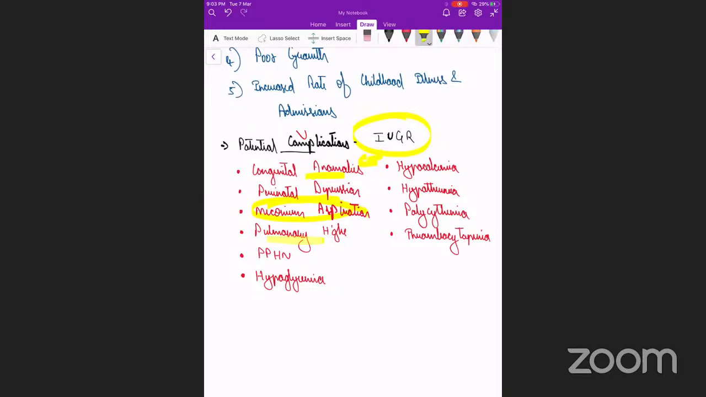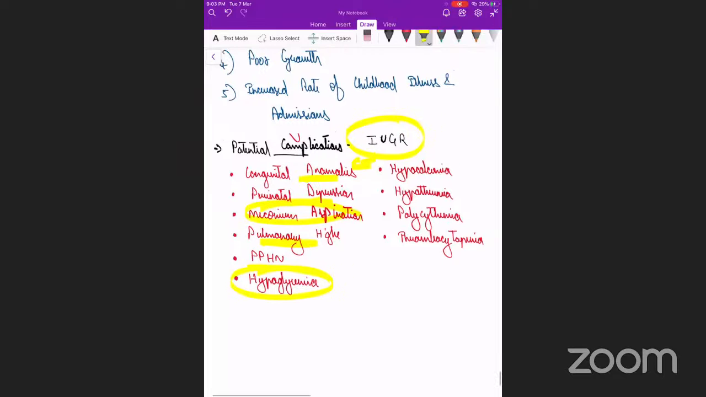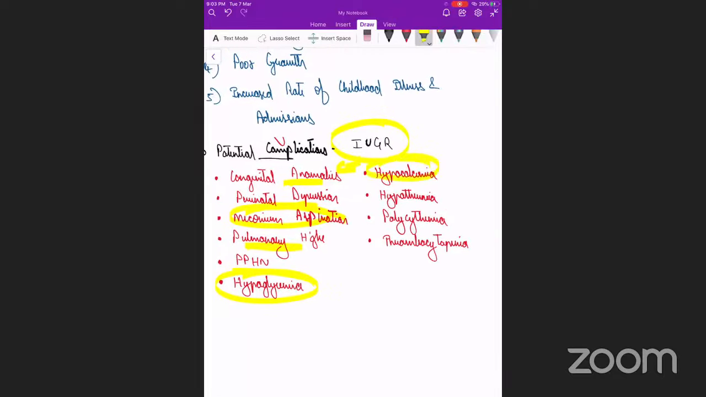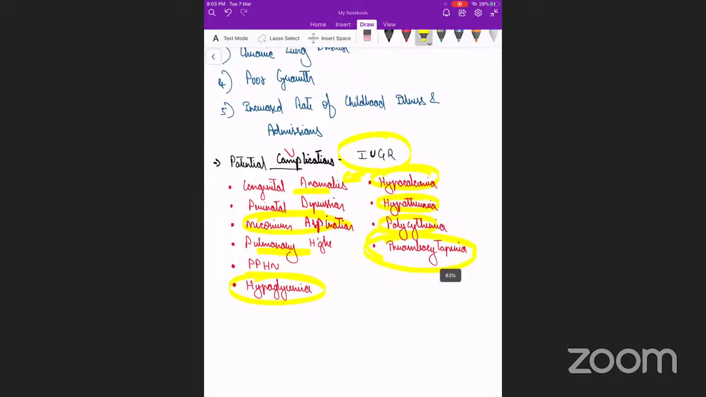Okay, they are at higher risk of pulmonary hemorrhage. Okay, PPHN, that is persistent pulmonary hypertension of newborns. They are at higher risk of hypoglycemia. Okay, then they're at higher risk of hypocalcemia, hypothermia, polycythemia, and thrombocytopenia. Okay, so these are the potential complications of IUGR babies.